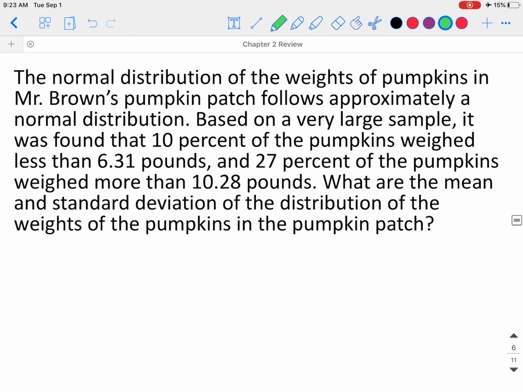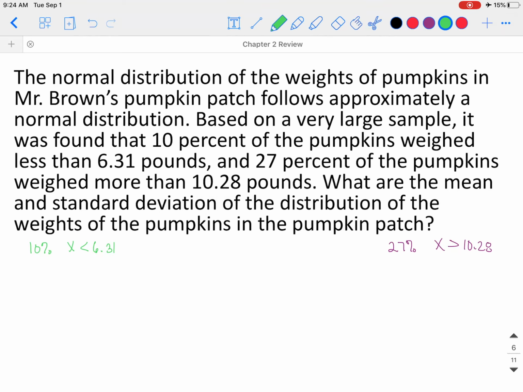The weights of pumpkins in Mr. Brown's pumpkin patch follow approximately a normal distribution. Based on a large sample, it is found that 10% of the pumpkins weigh less than 6.31 and 27% of the pumpkins weigh more than 10.28.